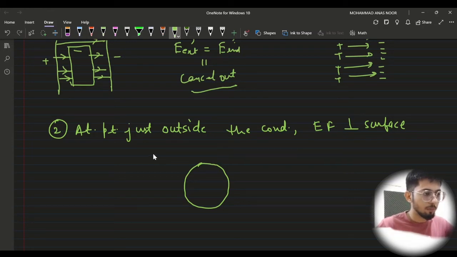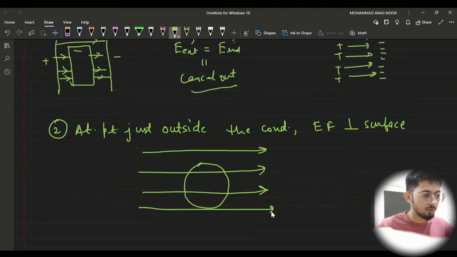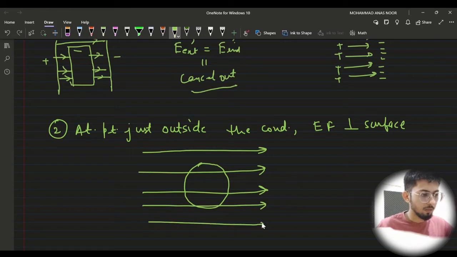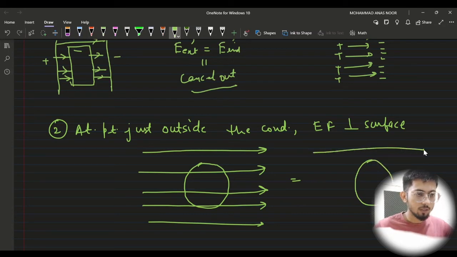So if you place it in an electric field which is like this, what will happen finally is that this will go simple. I am drawing like this.